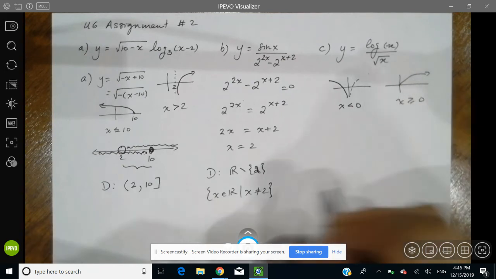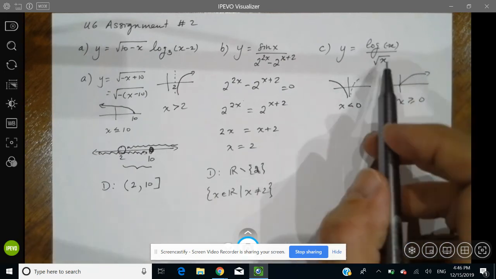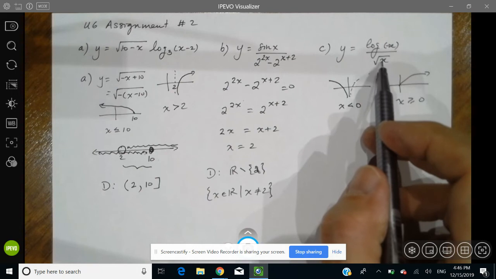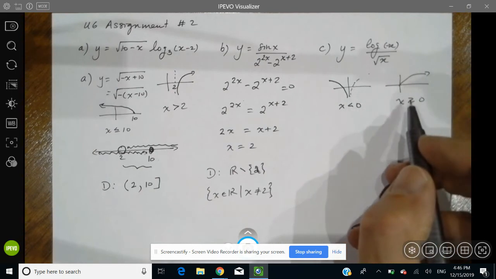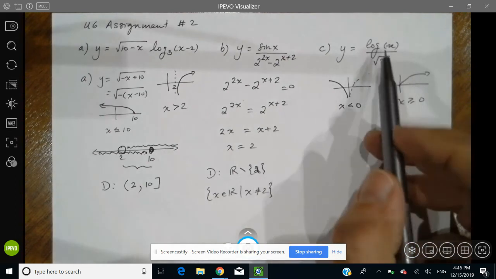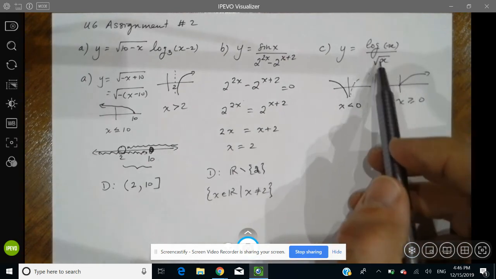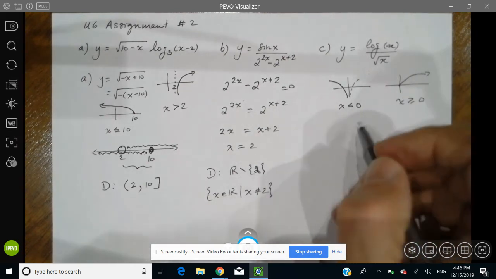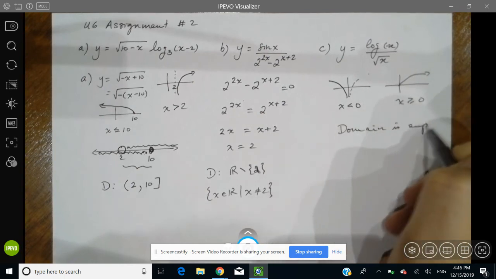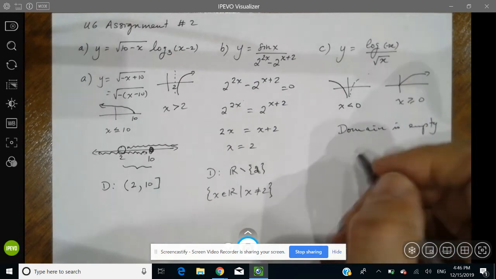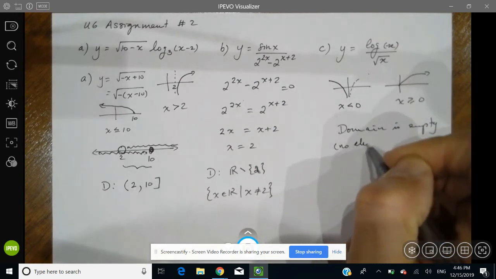Even before I consider when this can or can't be equal to 0, I notice there's no intersection between these two domains. These two functions are never defined at the same time. So what does that mean? We can say that the domain is empty. There are no elements in the domain.